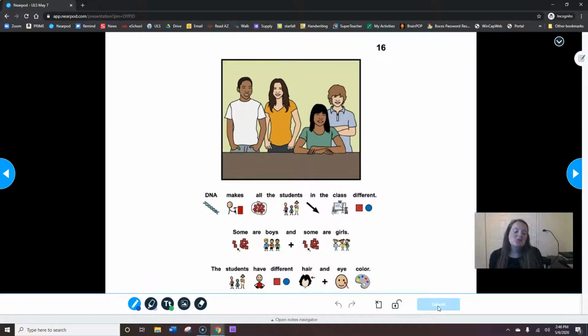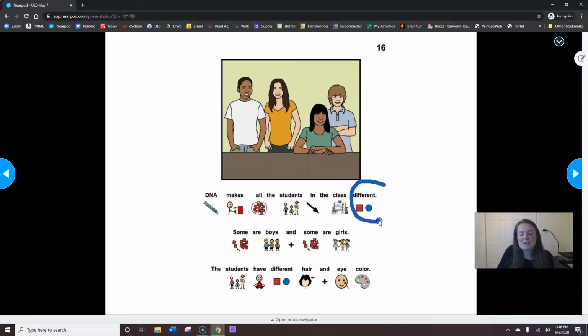DNA makes all the students in the class different. So look at the students in the class. None of them look the same. They all look different, and that's because of their DNA. Some are boys and some are girls. The students have different hair and eyes. Are the students all the same? No. DNA makes all the students in the class different.